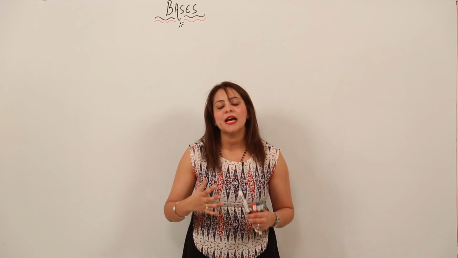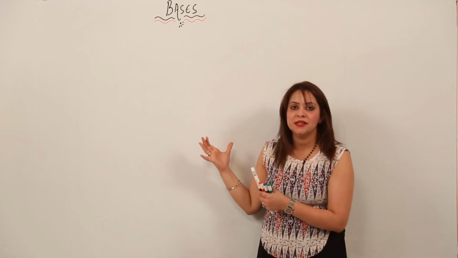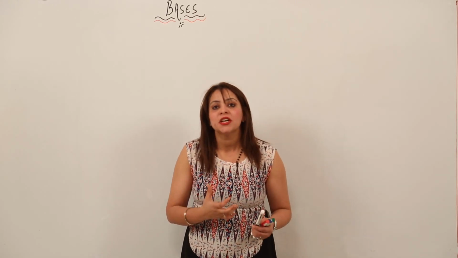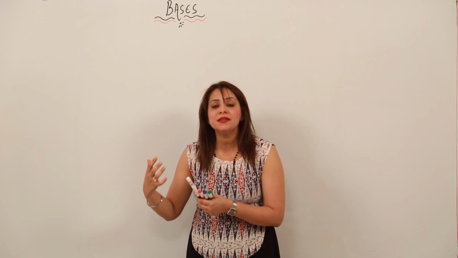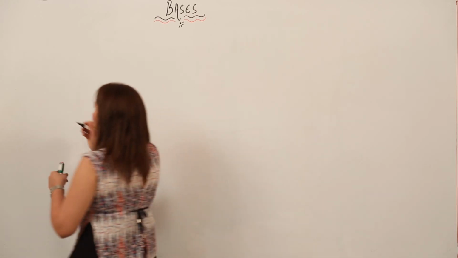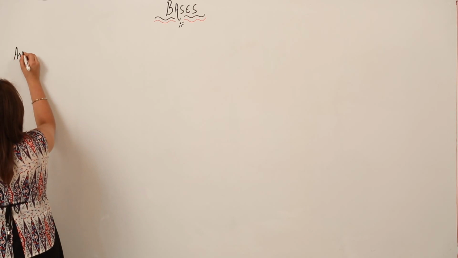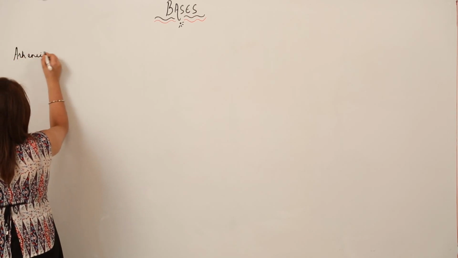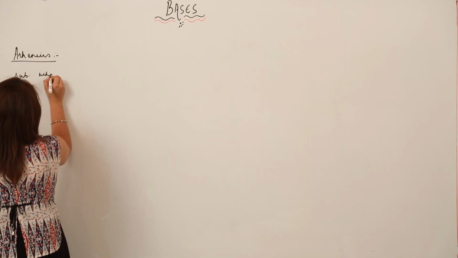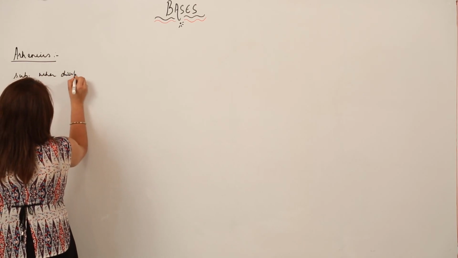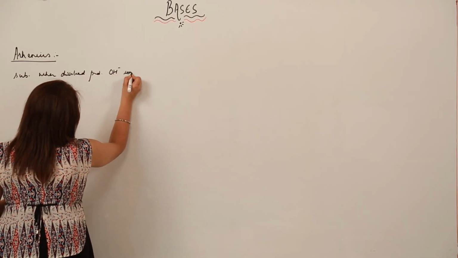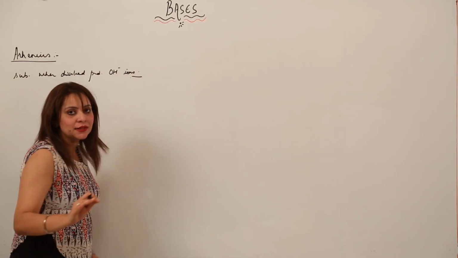Now we are going to start with the topic that is bases. As you are already familiar with the acid concept, see how the bases are differentiated from acids. According to Arrhenius, bases are the substances which, when dissolved in water, produce hydroxide ions.